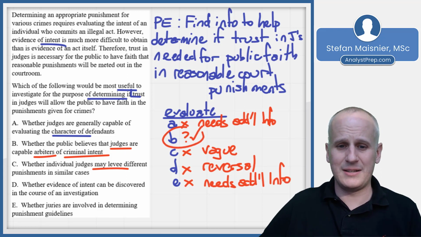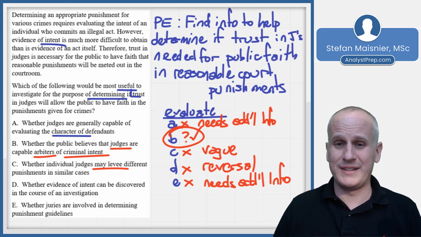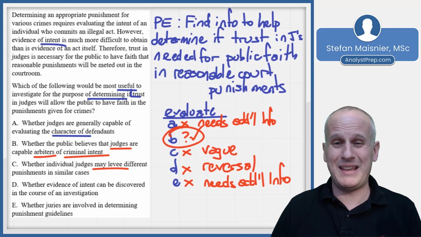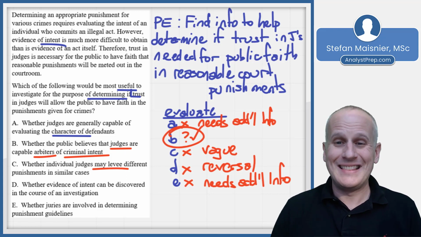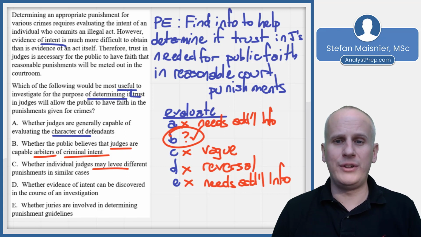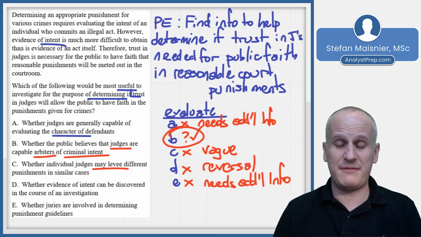So our correct answer is B, because arbiter means judge, basically. And the judges are the ones that the public believes in, so they need to be able to determine whether intent existed or not from evidence, potentially, according to the prompt. So this is the two ways that you'll need to potentially evaluate arguments on the exam. Try some practice problems on your own to get better at these specific types of critical reasoning tasks.